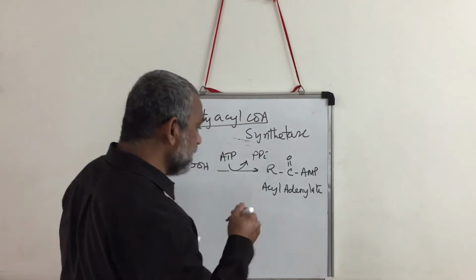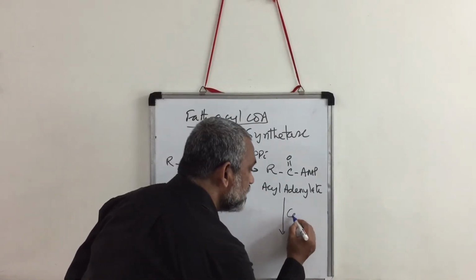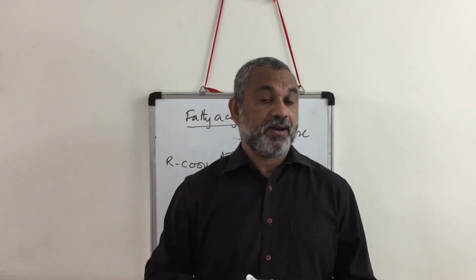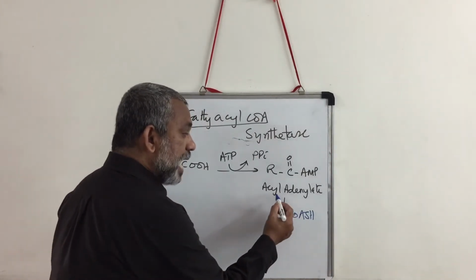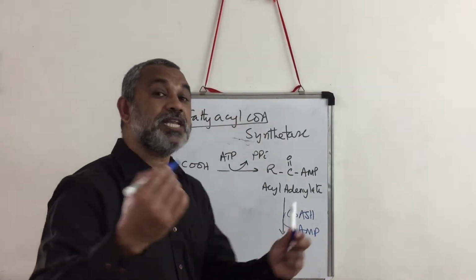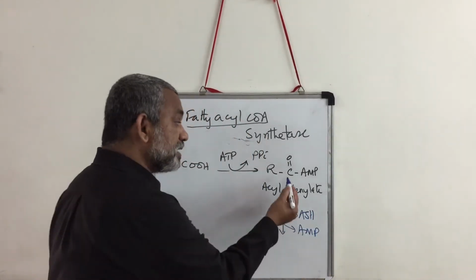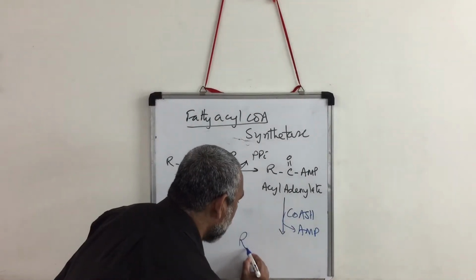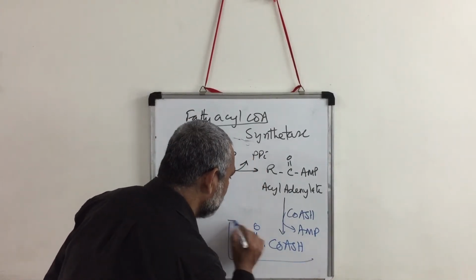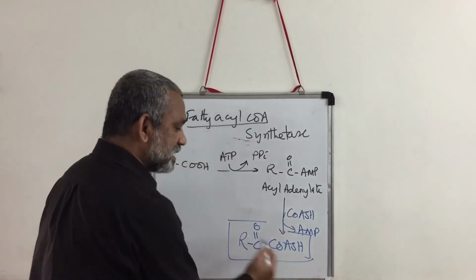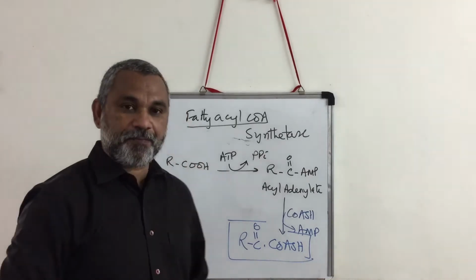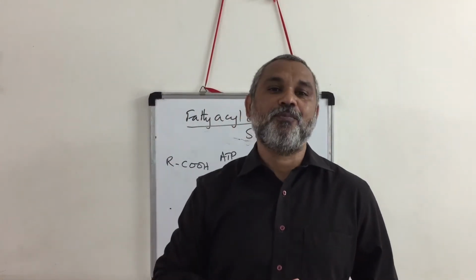So the next reaction is that a coenzyme A is added. You know that coenzyme A is a vitamin derivative. So this coenzyme A gets added to acyl adenylate and AMP is removed. So what is left behind? The CoA gets attached to the fatty acid. You will have R-CO-SCoA. This molecule is known as fatty acyl CoA. This is the fatty acyl and this is the CoA. This is the activated form of fatty acid.